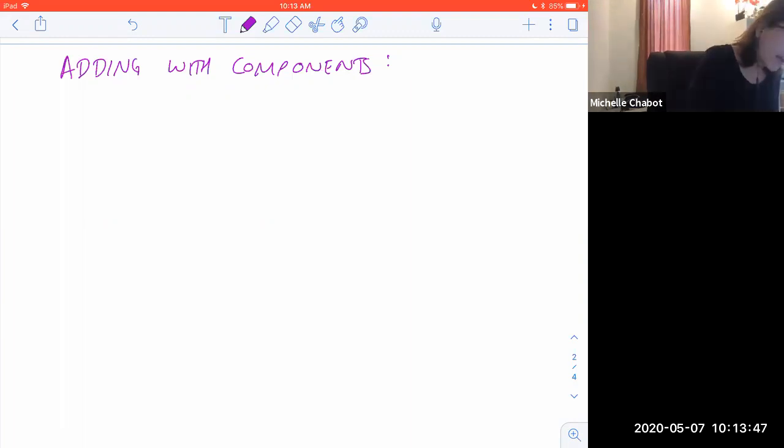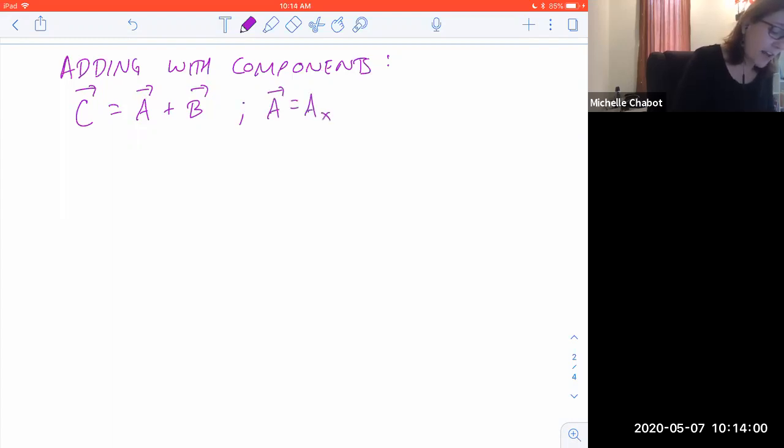So let's say that I have some vector C, which is going to be equal to the sum of A plus B. And let's define A as just having an X component AX, so AX i hat, plus a Y component AY j hat. And we'll define vector B as having an X component BX, and that's in the i hat direction because it's the X component, plus BY j hat.